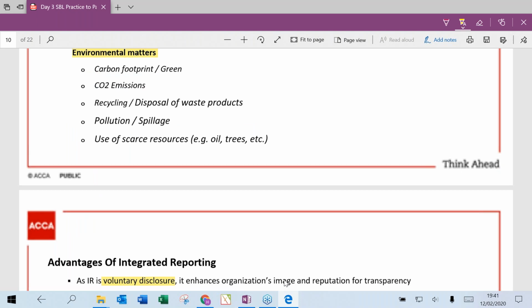All right, sir, please show the disadvantage. In which situation can we use IR? From an exam point of view, there will be a direct question on IR. If there's no direct question, then you will not use IR in your exam.